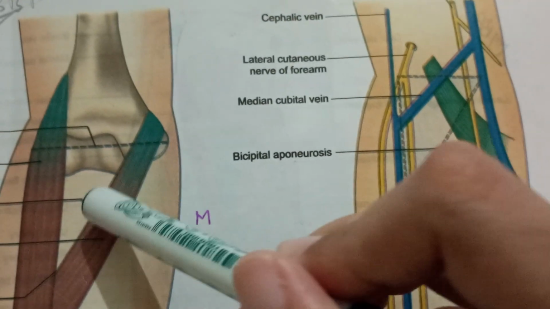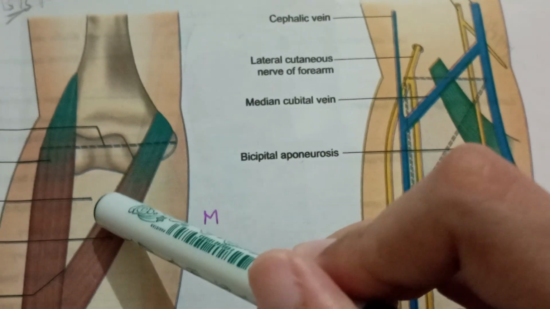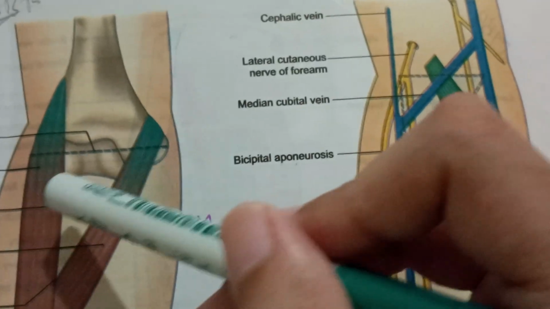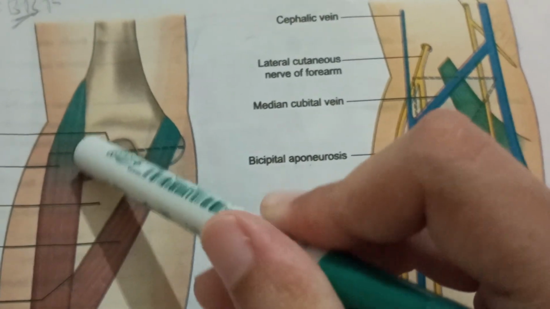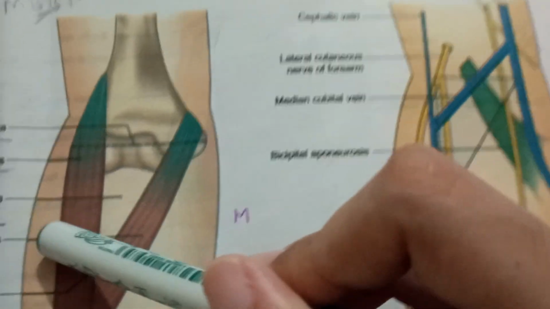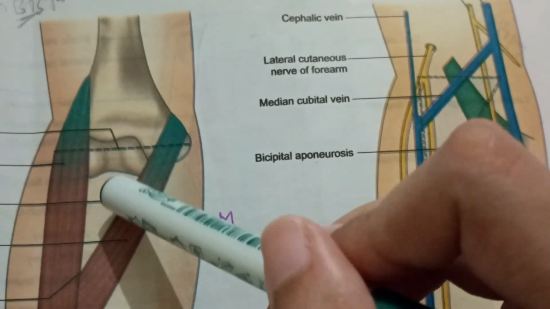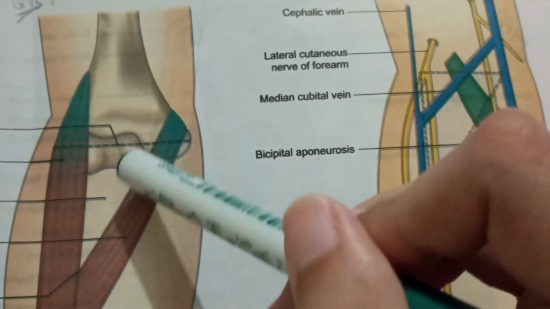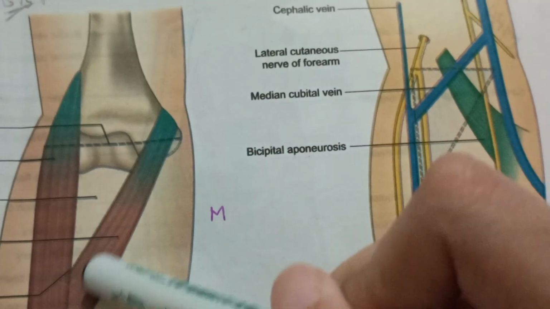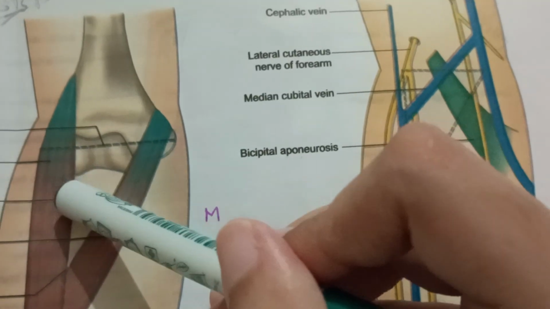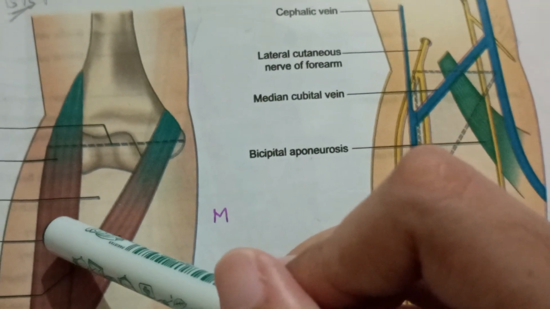Here this muscle has two borders. One is this, that is our lateral border, and the other one is the medial border. Same with the brachioradialis muscle. This is our medial border and this is our lateral border. So the cubital fossa is bounded medially by the lateral border of pronator teres muscle, and laterally it is bounded by the medial border of brachioradialis muscle.